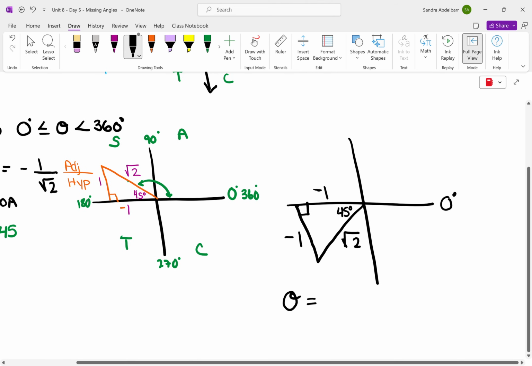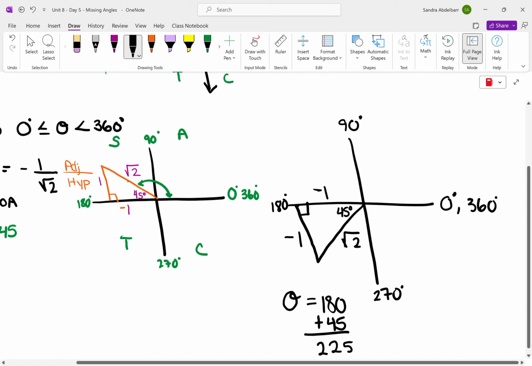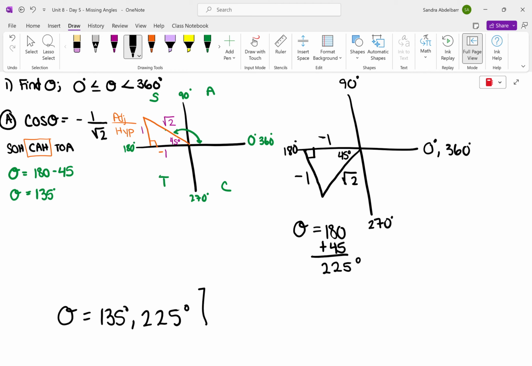So remember, this is 0, 360. This is 90. This is 180. This is 270. So what I'm going to do is I always use the x one. But now I'm not subtracting from 180. What am I doing since I'm going towards 270? I should take that 45 and add it to 180. So this is going to be 180 plus 45, which will be 225 degrees. So theta will equal 135 or 225. Those are our options for theta.